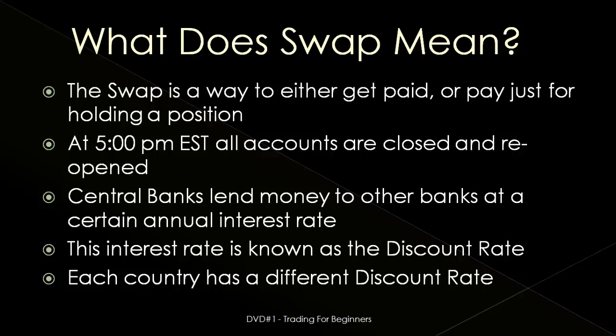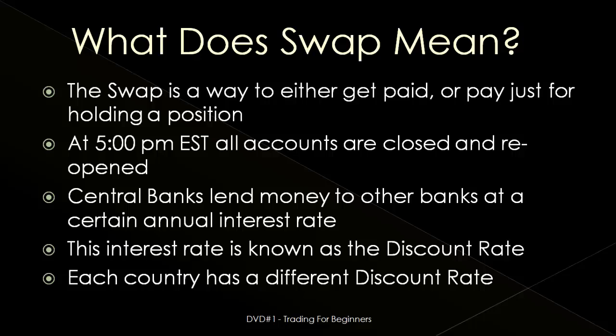The swap will normally appear in a separate column on your account history on your trading platform, and every once in a while, you'll find that you've either earned a few extra bucks or you've had a few bucks deducted from your account. This is due to the swap. Now, because the discount rate or the central bank annual interest rate differs between the different currencies, you will pay different prices depending on the pairs that you are currently trading.